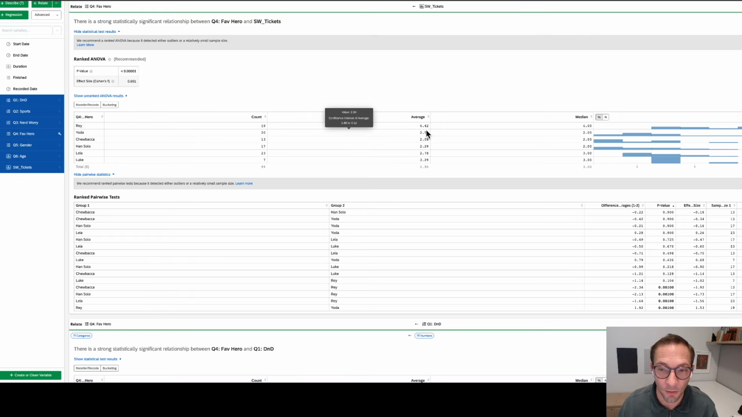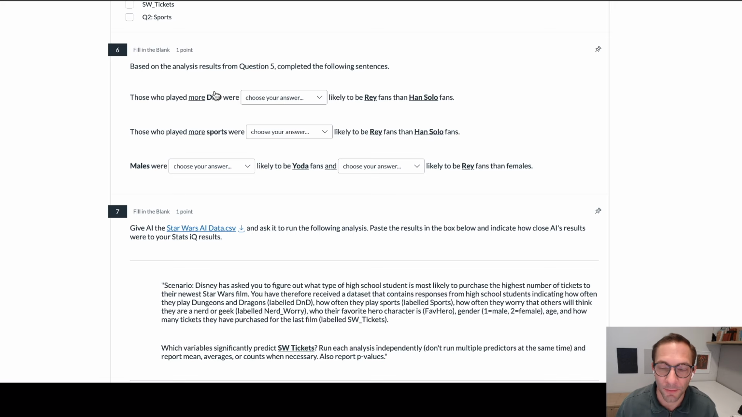Because if you're looking at Yoda and Chewbacca right here, the p-value is 0.9. There's a 90% likelihood that this difference between these two is due to chance. So as tickets go up, it's just as likely that they were a Yoda fan or a Chewbacca fan because that p-value is not significant. So I hope that helps there.